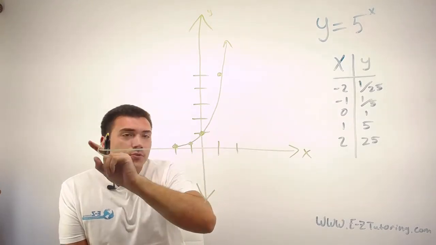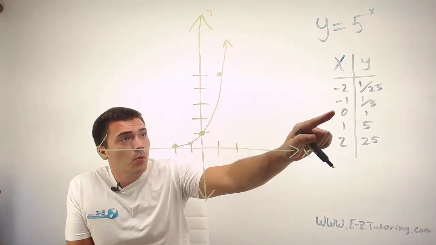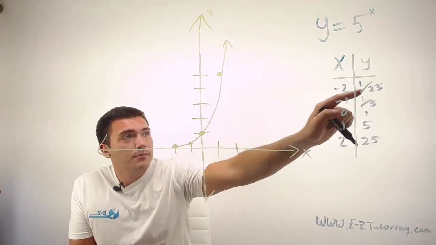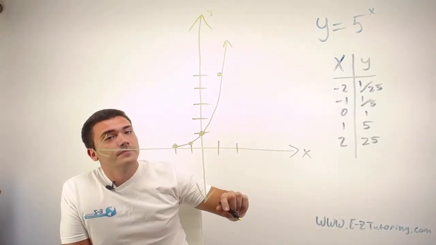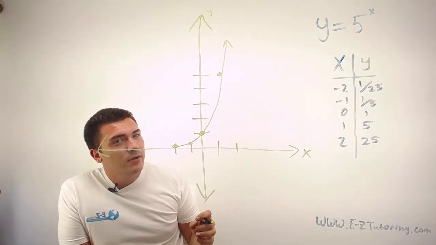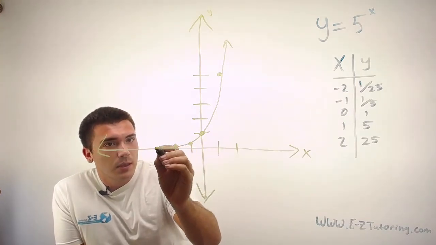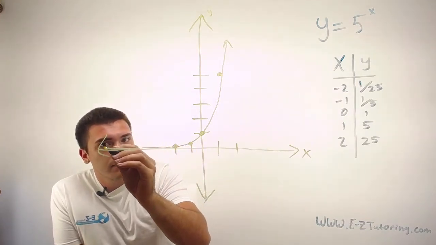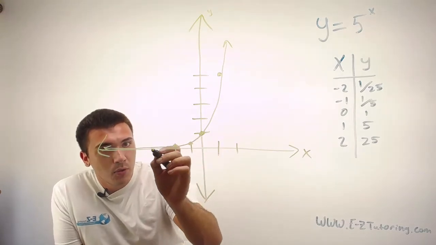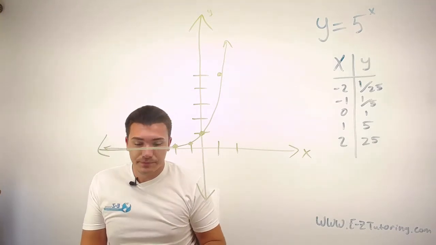Now what does it do over here on the left side? Well, the more negative you get, the smaller this number becomes, and it becomes very close to 0. But the thing is, it never actually touches 0. So it will go on forever and ever, getting more and more infinitely close to 0, but never touches 0.